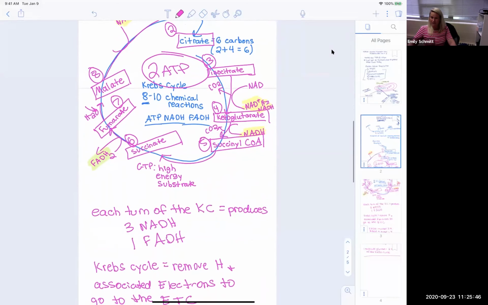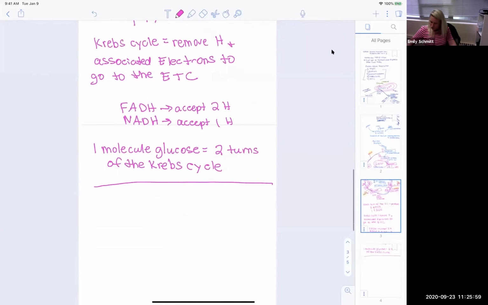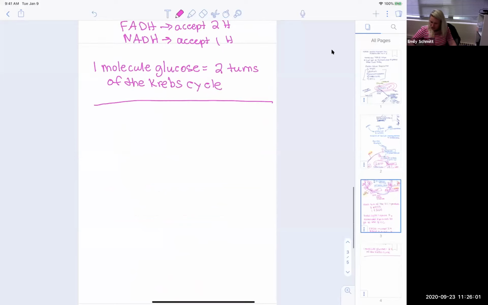So hopefully this is a little bit more helpful than me just reading paragraphs off of a PowerPoint, which I know is not a good way to learn. So I'm hoping that this is going okay for you guys today. So now we have finished the Krebs cycle.